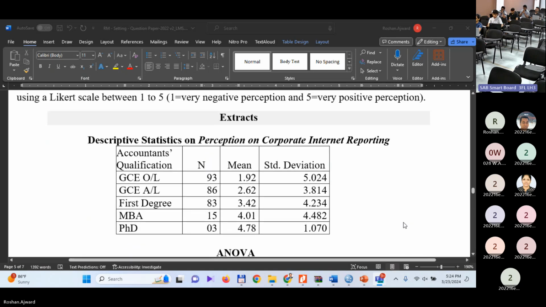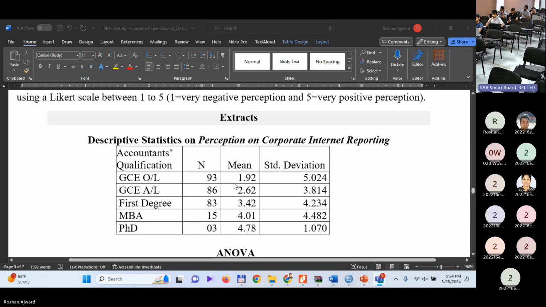Okay, so you can see based on the accountant's qualification, who is having only O level, there are 93 people, their mean value is only 1.92. That's not good at all, isn't it? On the 1 to 5 Likert scale, 1.92 is not good, isn't it? They have a quite negative perception related to corporate internet reporting.